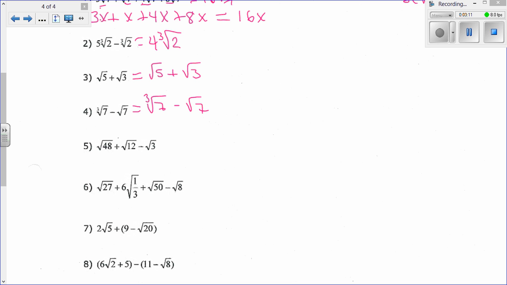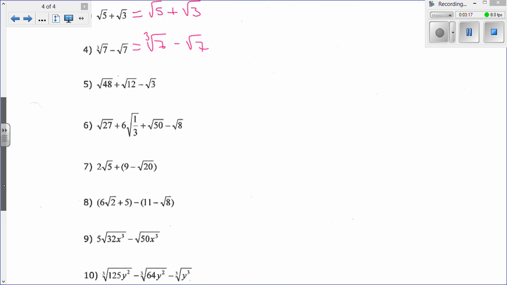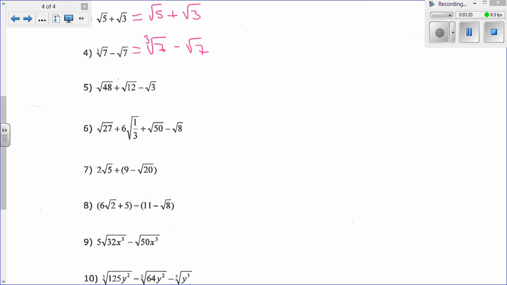Number 5 is not as simple as number 3 because I can actually simplify the radical first. Radical 48 breaks down to 16 times 3, and radical 12 breaks down to 4 times 3. So square root of 16 is 4, so it's 4 radical 3 plus square root of 4 is 2 radical 3 minus radical 3. Now I have like radicals, so I can simply add and subtract the coefficients. 4 plus 2 is 6 minus 1 is 5 radical 3.